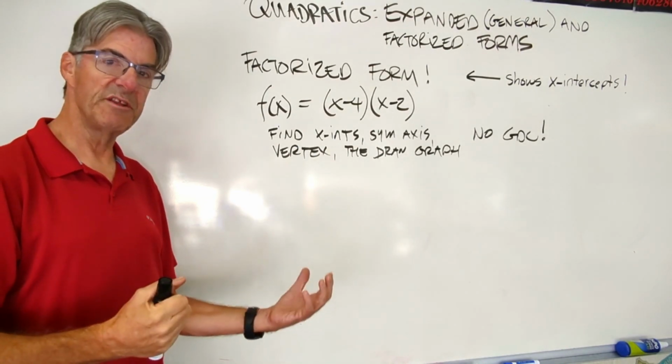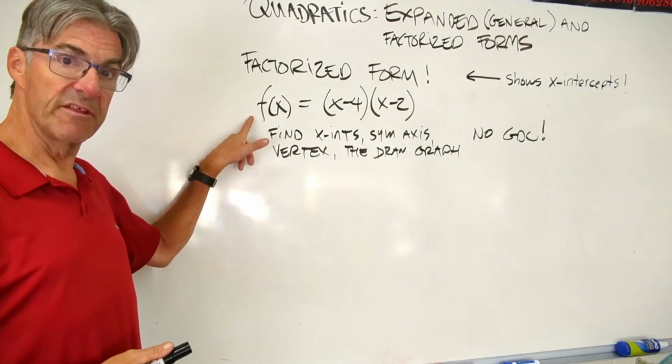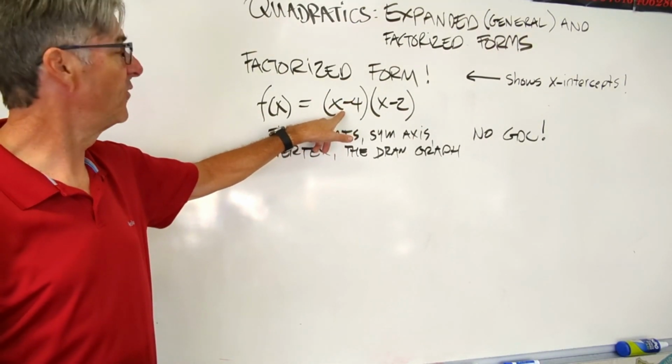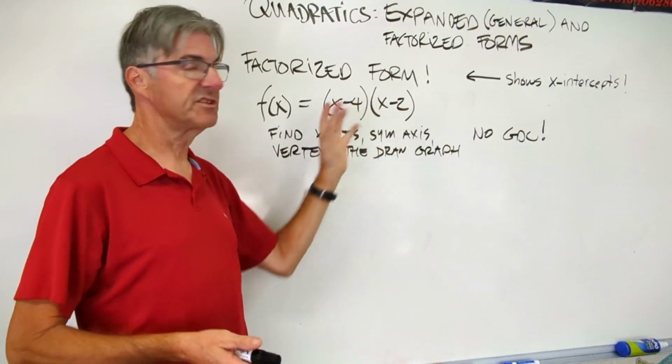All right, let's put that last board to use. So here is one of these things in factorized form, (x − 2)(x − 4)(x − 2).